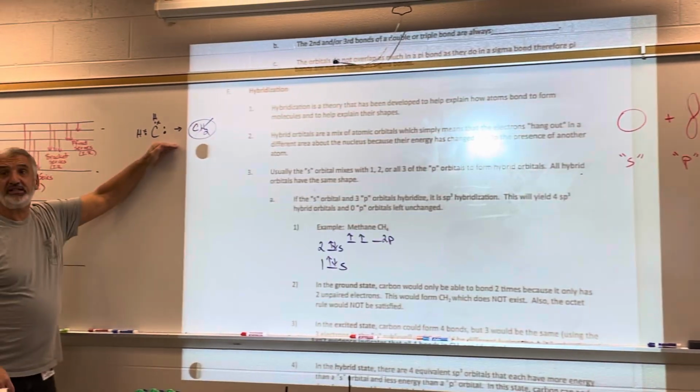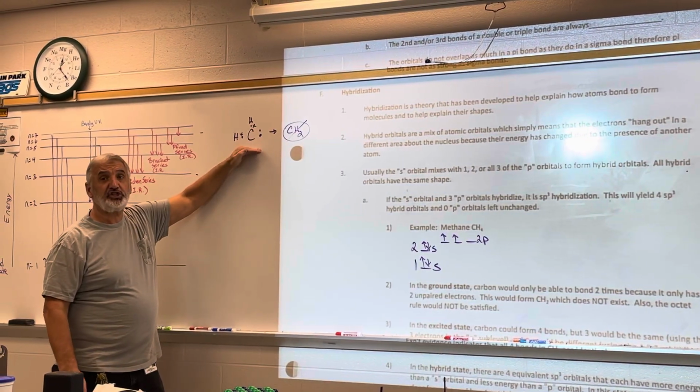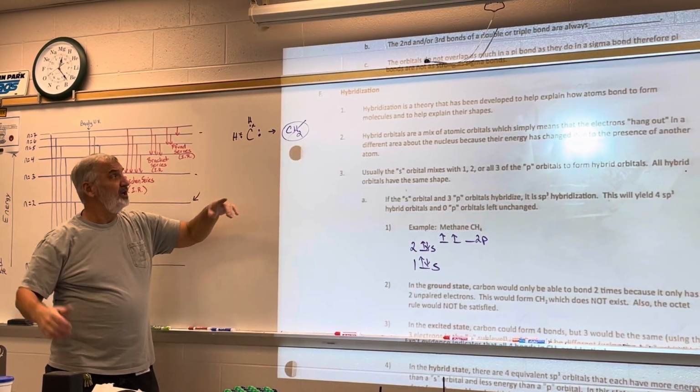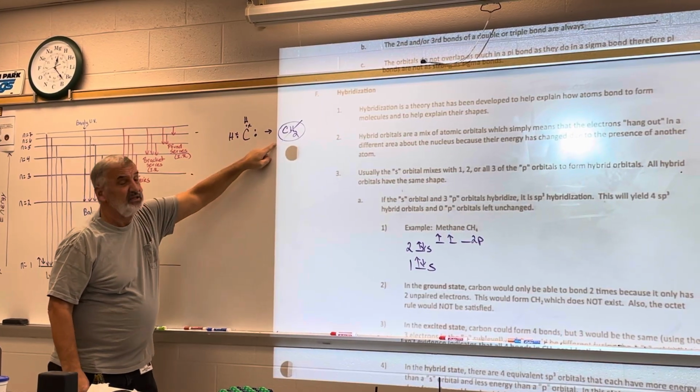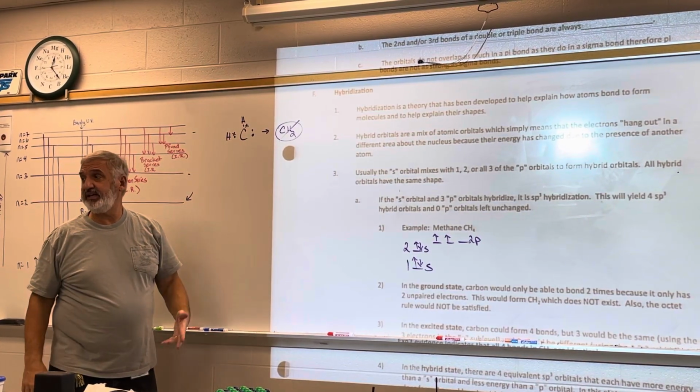In the normal atomic orbital state, CH2 is what we would think would form, but it doesn't. Experimental evidence says that it doesn't form.